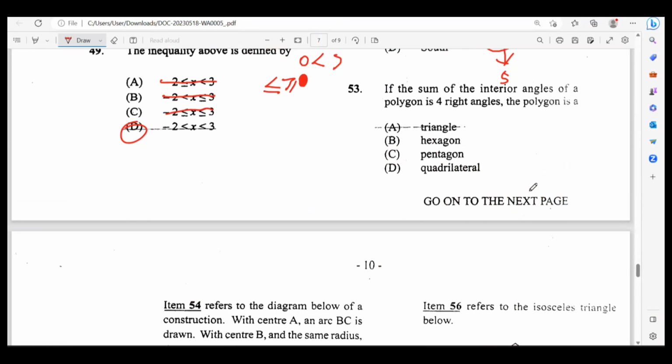If the sum of the interior angles of a polygon is 4 angles, we saw this last night, yesterday evening or morning, the polygon is a what? So we're saying that, hey, check it out. If the interior angles is 4, it's a quadrilateral. So if you have 4 angles only, you're dealing with a quadrilateral all the time.